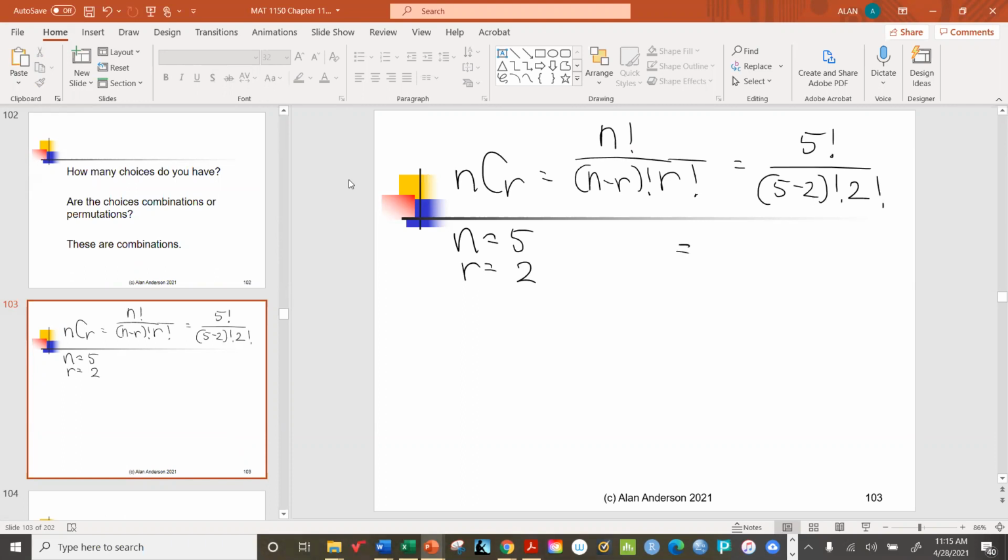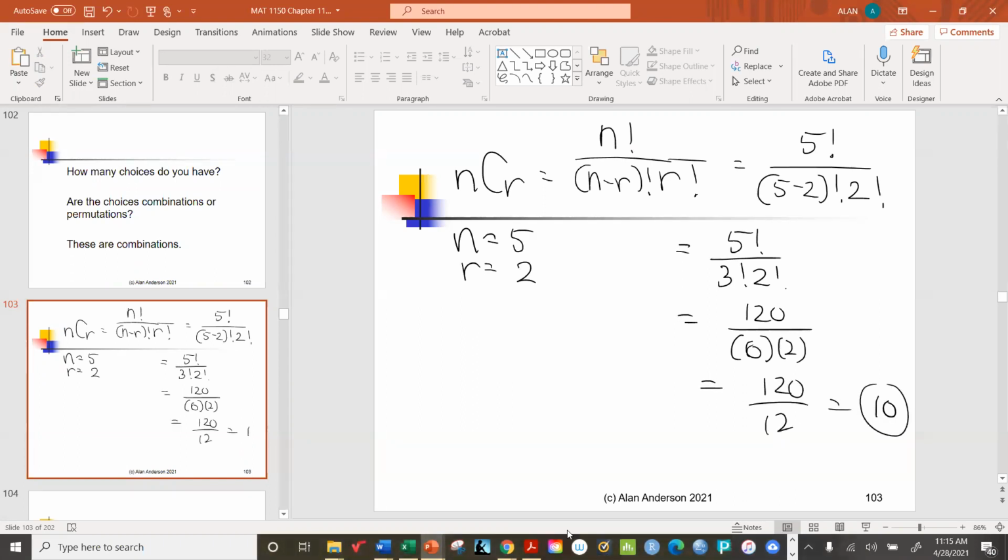Okay, so that's 5 factorial over 3 factorial times 2 factorial. So we have 120 over 6 times 2, and it's 10. And if you wanted to, you can make up a list. But I think once you start to understand how this works, why would you do that? You might as well just take advantage of your intense knowledge of this formula.